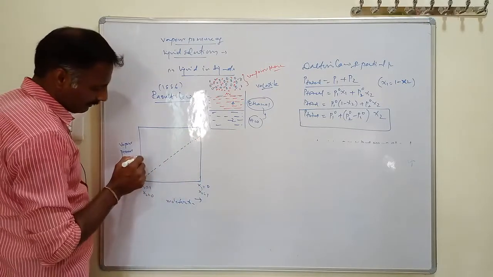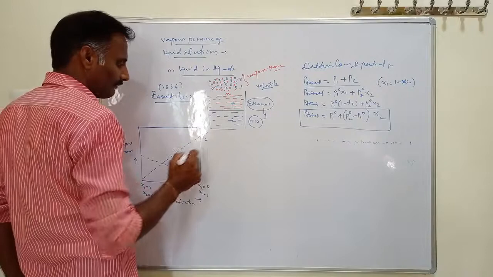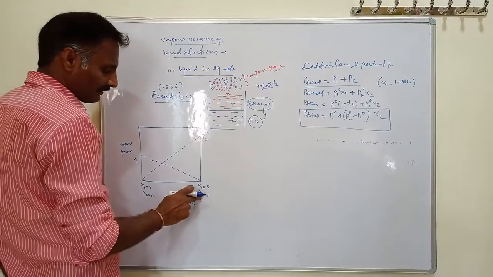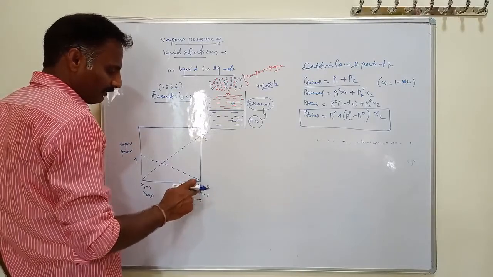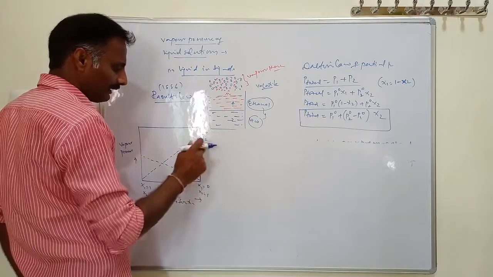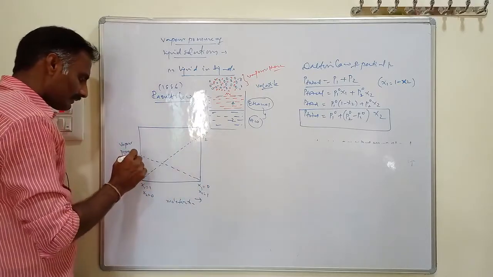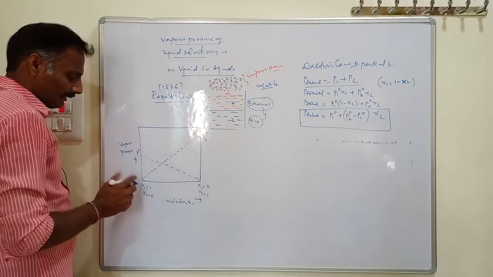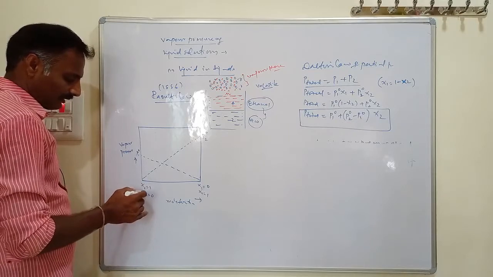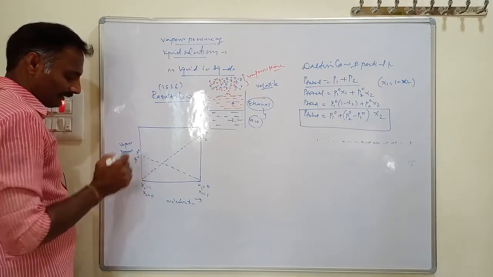This is called P2 naught. P2 naught means the vapor pressure of the pure component. When x2 equals 1, x1 equals 0: the mole fraction of component 1 equals 0 and the mole fraction of component 2 equals 1. This is called the vapor pressure of the pure component. This is P1 naught. Here x1 equals 1, that is, the mole fraction of component 1 equals 1 and the mole fraction of component 2 equals 0. Then this is the vapor pressure of the pure component 1.